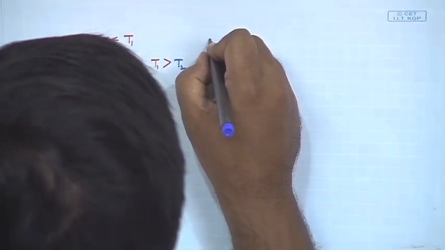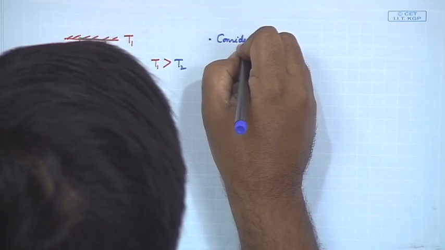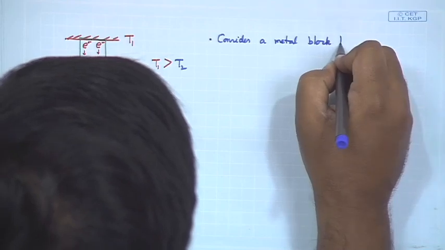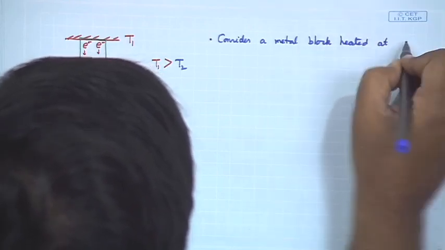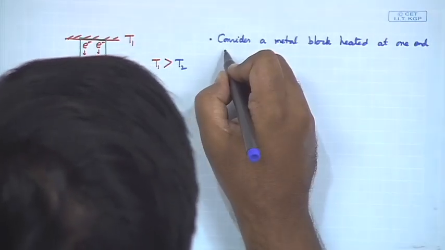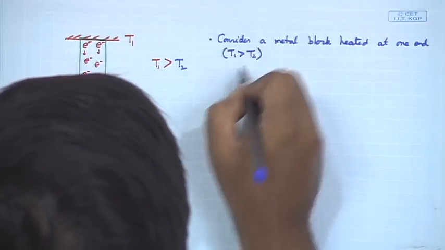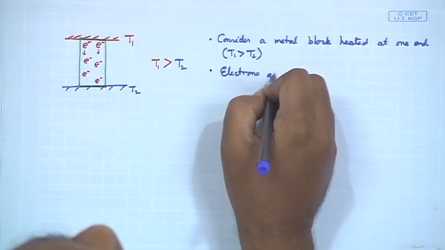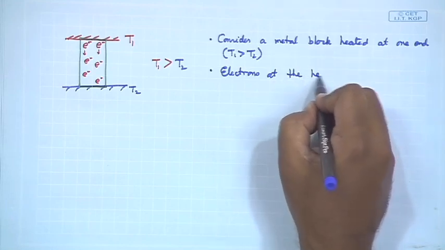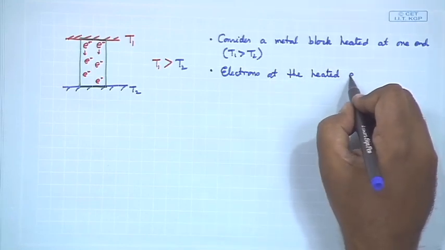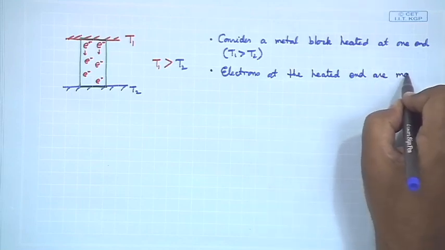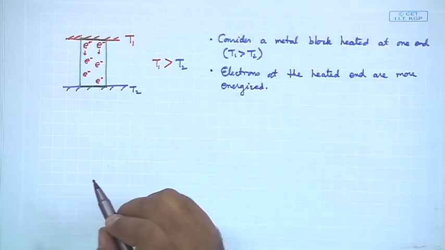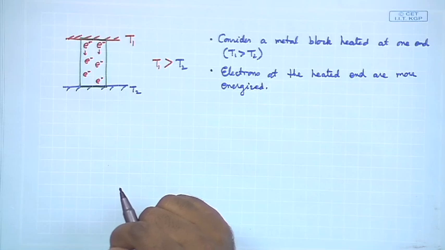How it works is, consider a metal block heated at one end, which is T1 greater than T2. Then what happens? The electrons at the heated end are more energized. Clear? Why are they more energized? Because they now have higher energy because of the higher temperature.